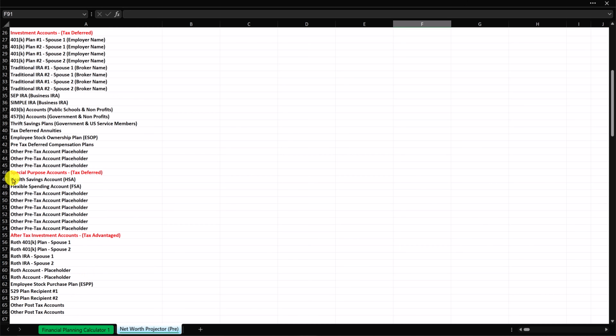Continuing to move down here, we're going to have some special purpose accounts, which are tax-deferred, for example, a health savings account or a flexible spending account. And then we'll move into our after-tax investment accounts, which are tax advantaged. However, they are post-tax, not pre-tax. The most common examples of that will be our Roth 401k plans, our Roth IRAs, other types of Roth designated accounts, employee stock purchase plans that are on a post-tax basis, 529 education plans, and then other post-tax type of accounts.